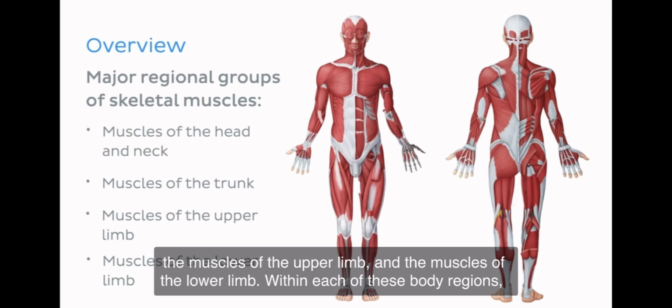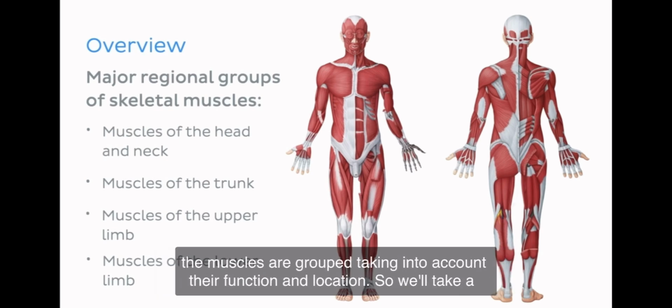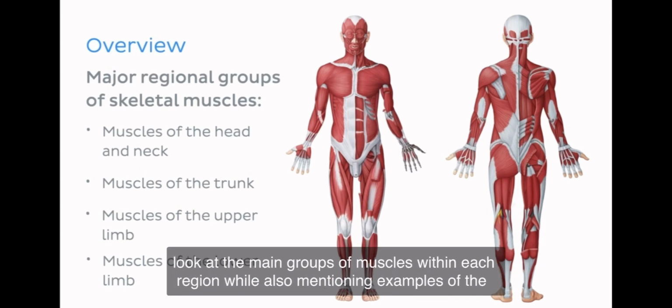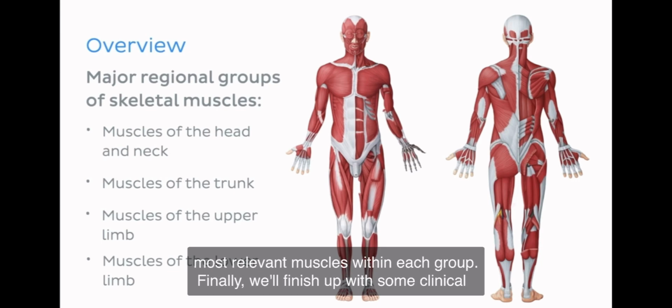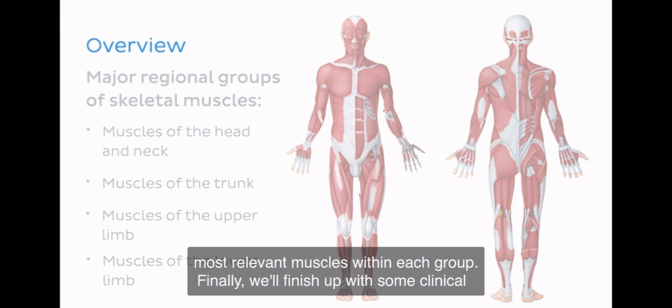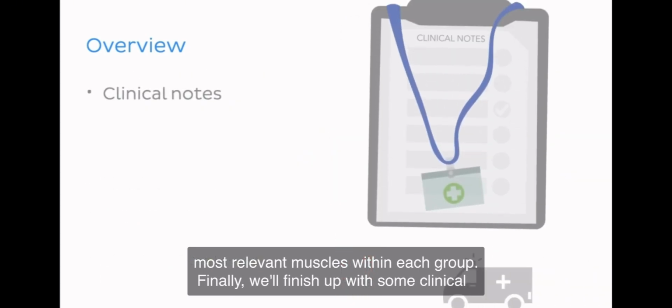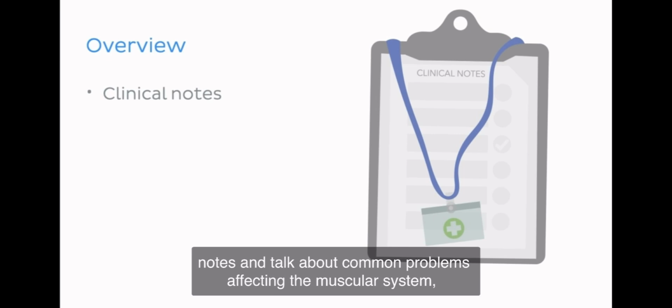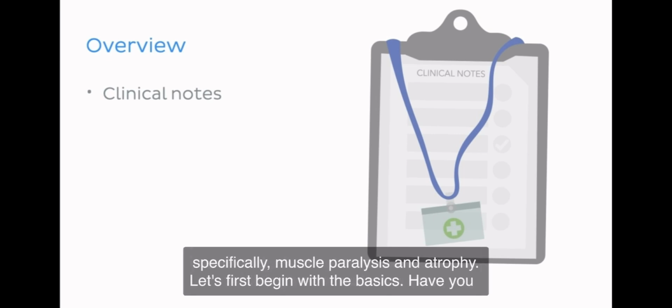Within each of these body regions, the muscles are grouped, taking into account their function and location. So we'll take a look at the main groups of muscles within each region, while also mentioning examples of the most relevant muscles within each group. Finally, we'll finish up with some clinical notes and talk about common problems affecting the muscular system, specifically muscle paralysis and atrophy. Let's first begin with the basics.